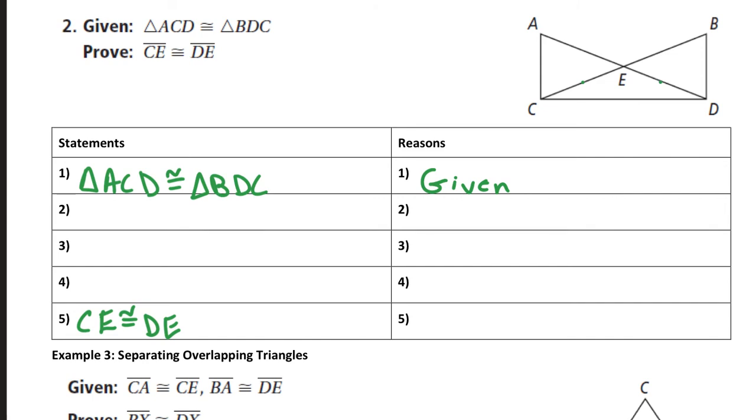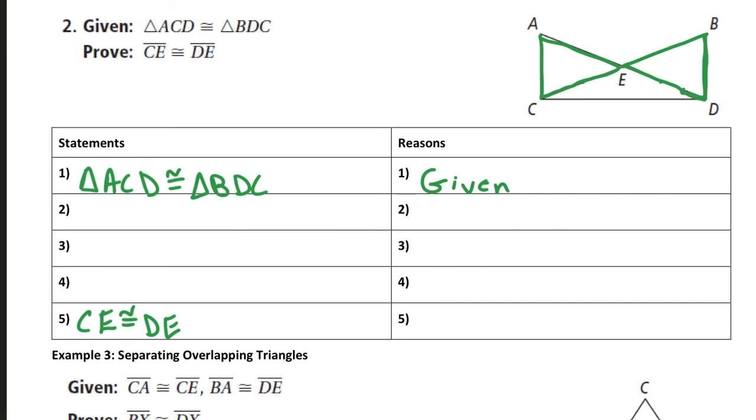Now I've been given that ACD and BDC are congruent. When I think about congruent parts or congruent segments, I think of corresponding parts. So what I'm going to try and do is trace these. I'm going to try and prove that triangle ACE is congruent to triangle BDE. To prove those are congruent, I'm going to start by being able to assume a few things.